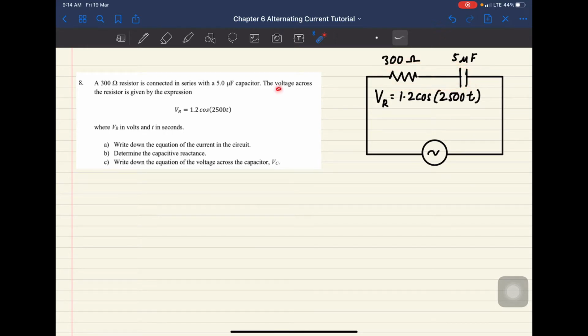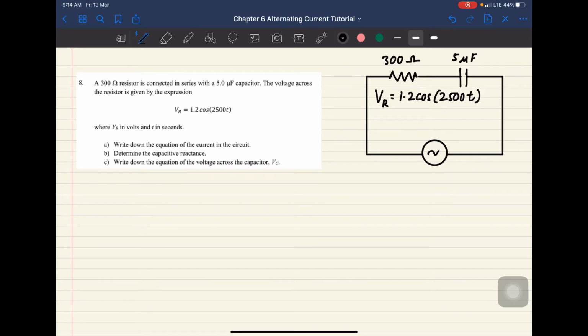The voltage across the resistor is given by this one. So this is the VR with respect to time. Normally they will give you VRMS with respect to time, but this time they give you VR, specifically for this resistor. Okay, write down the equation of the current in the circuit. Because this one is in series, the current inside the resistor and inside the capacitor is basically the same as the IRMS.